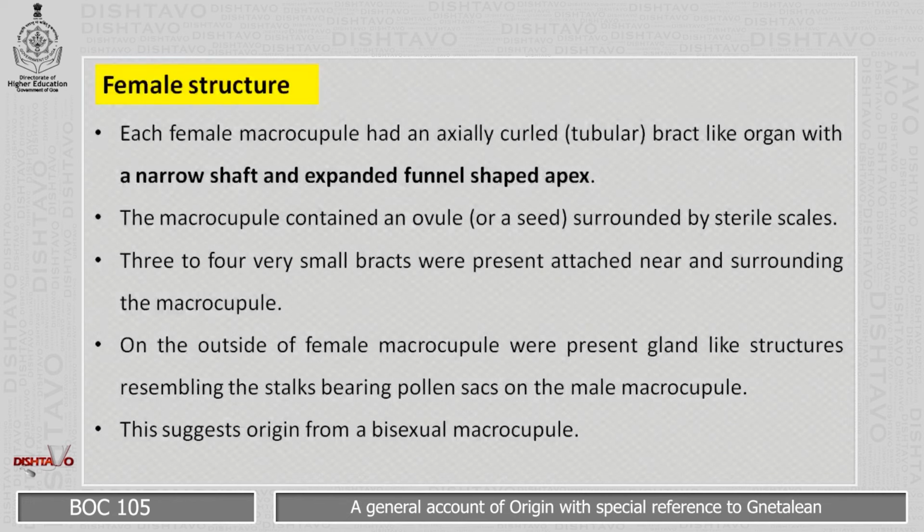Each female macrocupule had an axillary curled bract-like organ with a narrow shaft and expanded funnel-shaped apex. The macrocupule contained an ovule that was transforming into seed that was surrounded by sterile scales. 3 to 4 very small bracts were present, attached near and surrounding the macrocupule. On the outside of the female macrocupule were present gland-like structures resembling the stalks bearing pollen sacs on the male macrocupule. This suggests origin from a bisexual macrocupule.